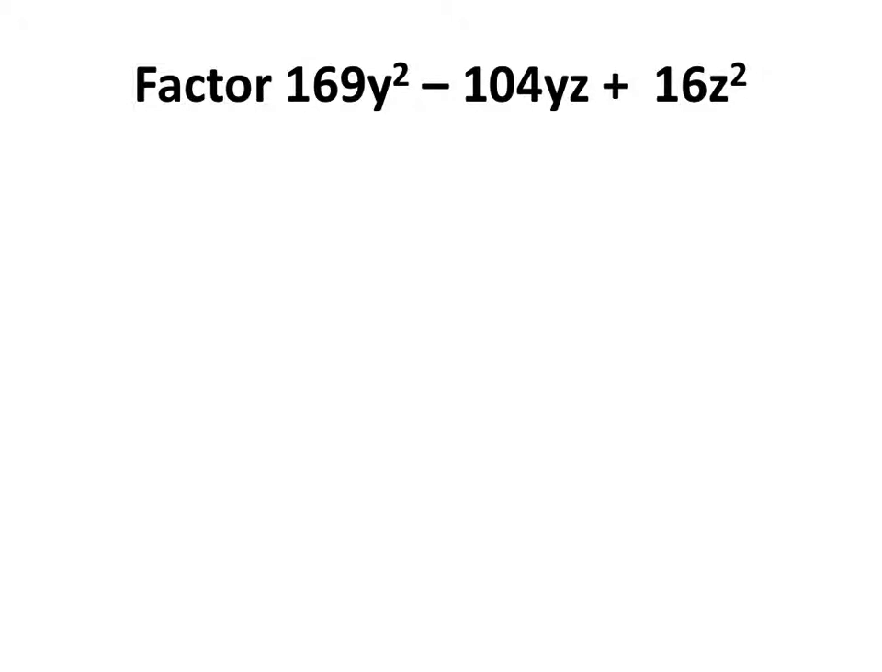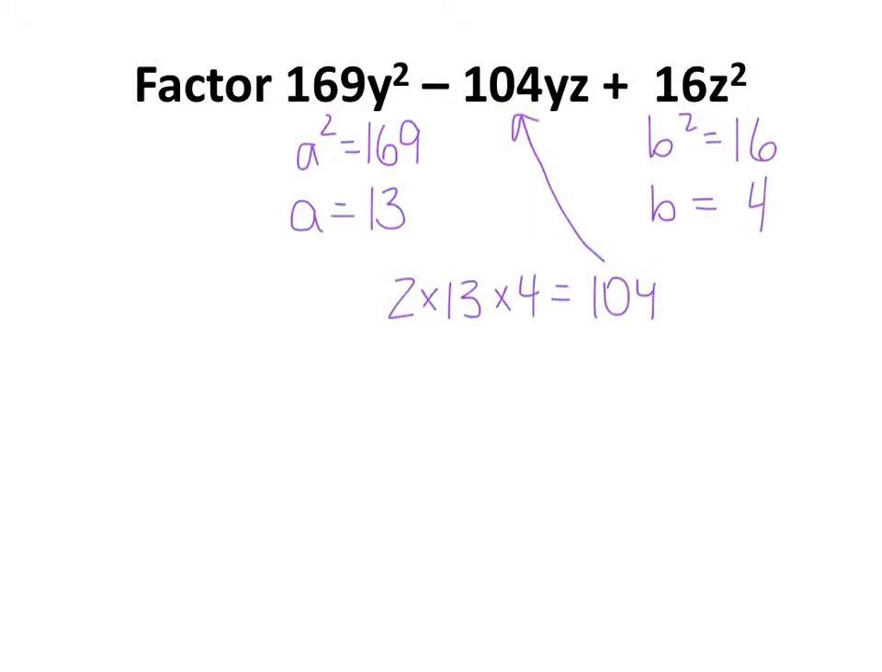Here's our last example. It looks really scary and complicated, but we think about this in the same ways. 169y squared is a perfect square, and so is 16z squared. So let's try the pattern. We notice that 169 has a square root of 13, and 16 has a square root of 4. Double checking our 2 times a times b, we get 104, but I notice that it should be a negative 104. We make that happen by saying that our b value is negative. And now we write down our factored form.